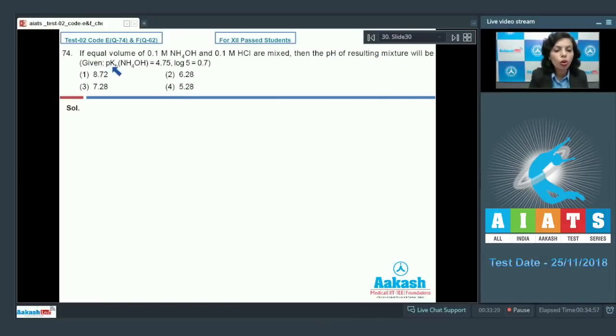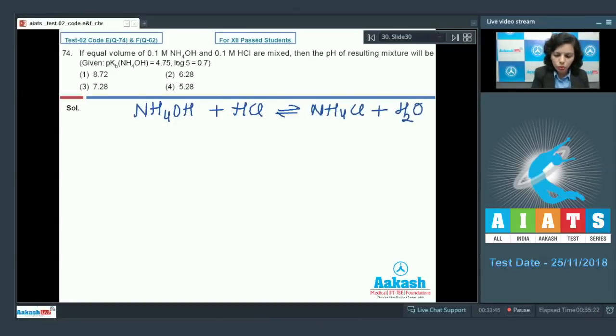We have the given value of pKb for ammonium hydroxide, that is 4.75, and the log 5 value is 0.7. So in this particular case, you are mixing equal volumes of these two. One is a base and the other is an acid, and these two are mixed to form ammonium chloride. Along with that, water is also formed. Now in this case, we have the 0.1 molar concentration of ammonium hydroxide, with the help of which we can find out the moles of ammonium hydroxide. Let's assume that V volume of this ammonium hydroxide is taken.